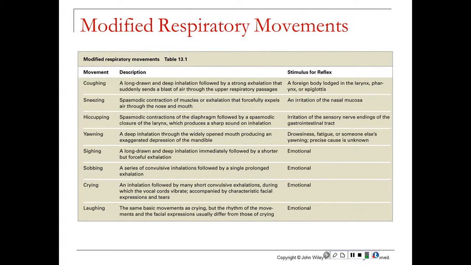Various modified movements include coughing, because there's a foreign body in the larynx or epiglottis. Sneezing can be caused by an irritation of the nasal mucosa. Hiccuping, irritation of the GI tract. Yawning is from fatigue or someone else yawning, though the precise cause is really unknown. Sighing is very emotional. Sobbing is emotional. Crying is emotional. Laughing is also emotional. But all of those can impair your respiratory movements.